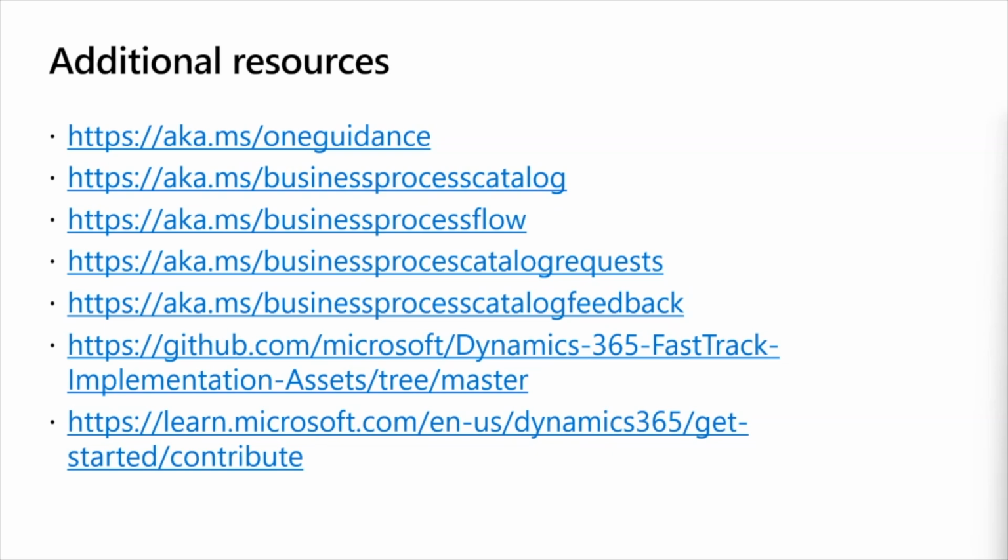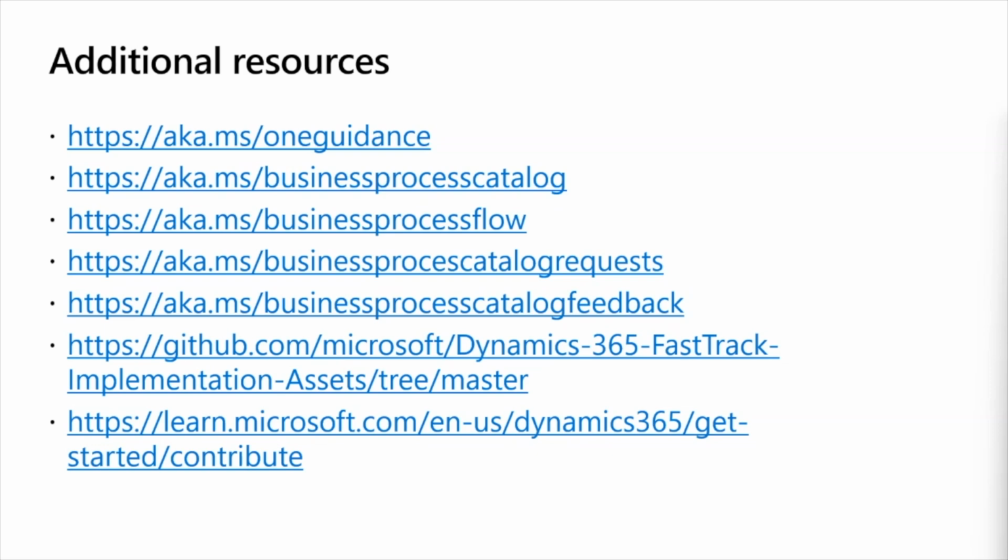The third link that you see here is aka.ms/businessprocessflow. Important that you don't put an S on the end of it because that takes you to a different page. Singular, business process flow takes you to the GitHub repository where you can actually download all of the source files for any of the process flows that are available in our business process guidance. We'll be talking more about this and what those flows look like and how to find them in future sessions in our series, but that link is available there.